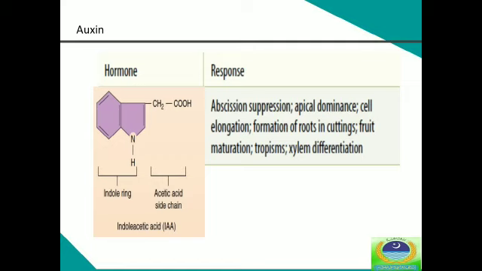Other plant responses are cell elongation. It causes elongation of cells, a well-known phenomenon. It is involved in formation of roots in cuttings, fruit maturation, tropic movements, and xylem differentiation. So these are plant responses to auxin.